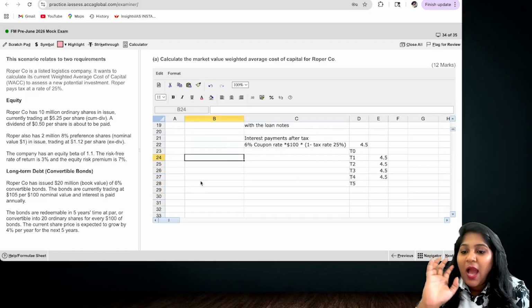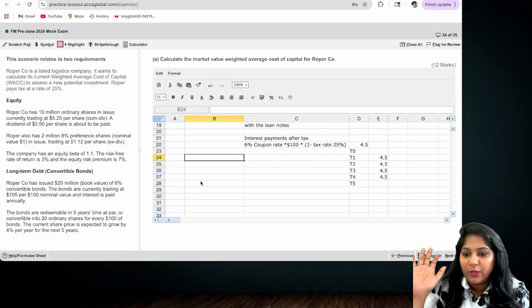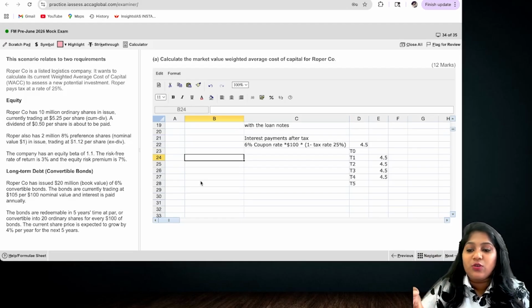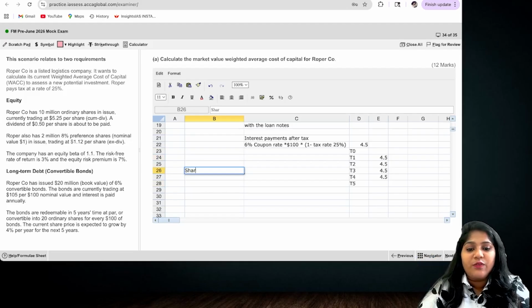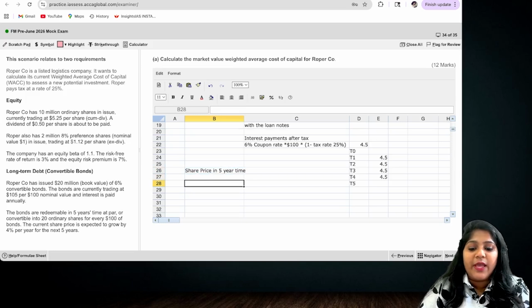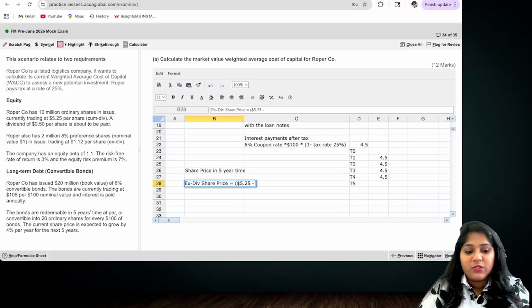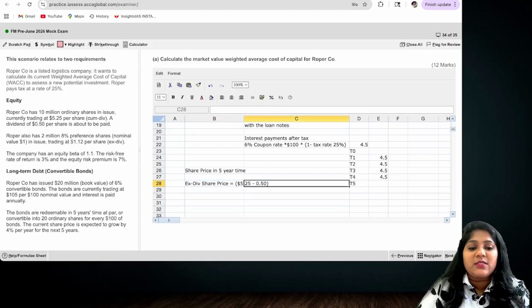If you see, I have issued 20 million of loan notes at book value, which have an option to convert into 20 ordinary shares for every $100 of bond, but the current share price is expected to grow by 4% per year for the next 5 years. First, what should I know? I should find out the share price in 5 years' time. For that, I should know the ex dividend share price. My ex dividend share price is equal to my cum dividend share price, which is $5.25, minus the dividend that is about to be paid, which is 0.5.